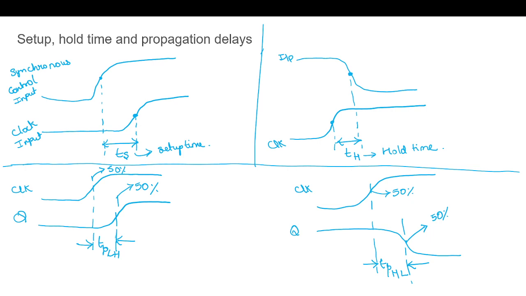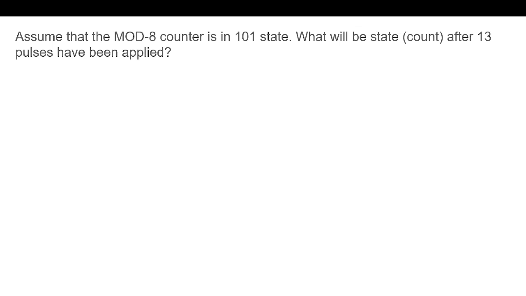Okay, so next we will solve some questions. Assume that a mod 8 counter is in the 101 state. What will be the state count after 13 pulses have been applied? Consider this as an up counter.